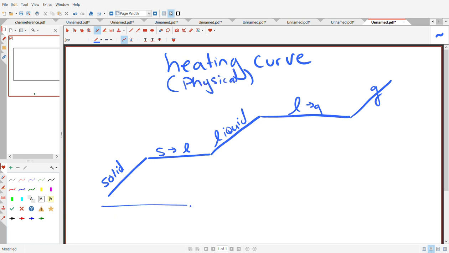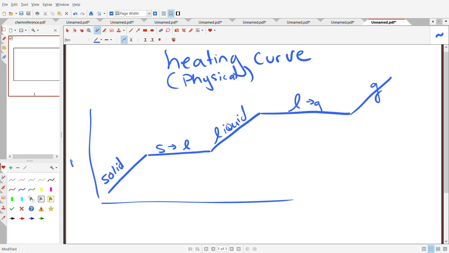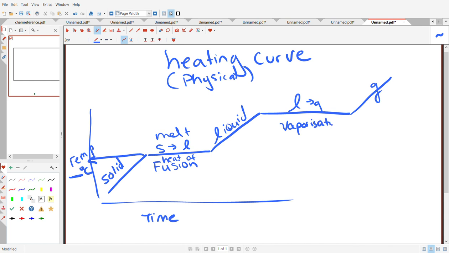And what I want to tell you is usually they graph temperature versus time. And solid to liquid has a special name. We know it's already melting, or we could say heat of fusion, or melt. And if they want the melting point, you have to go over here and look up the degrees Celsius or whatever unit they're going to measure the temperature in. And liquid to gas is called vaporization or boiling. So if they want the boiling point, you have to look over here and see what temperature in degrees Celsius it is.